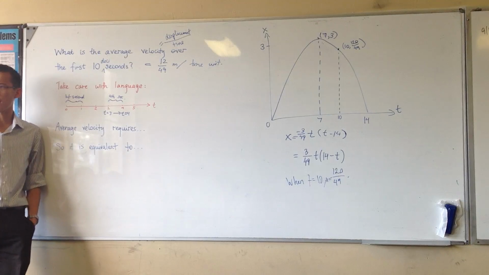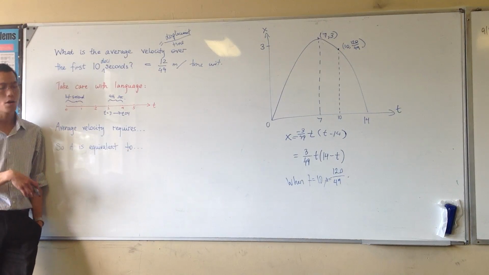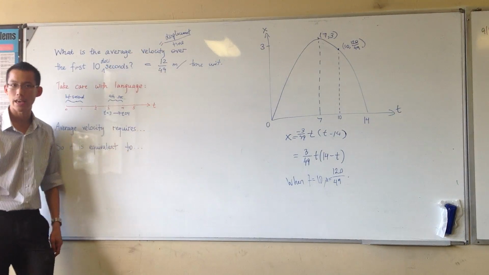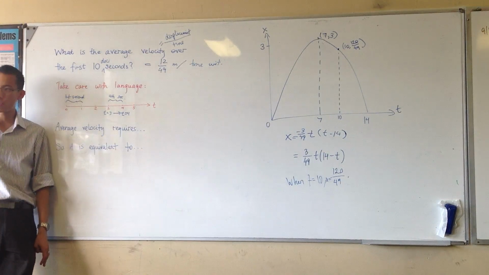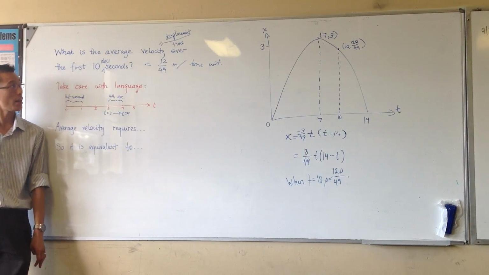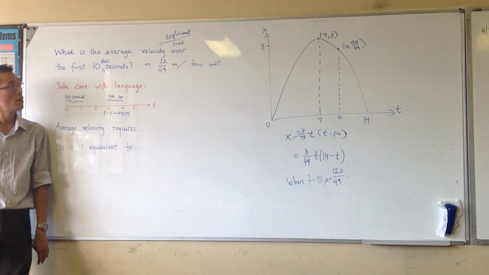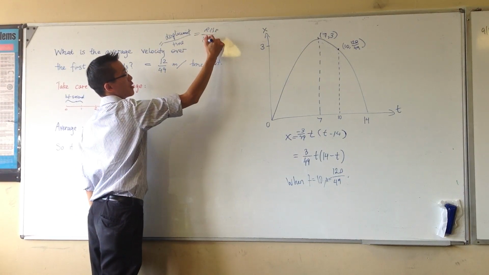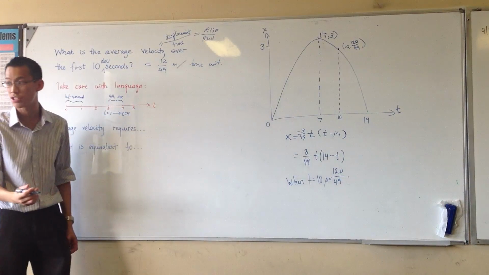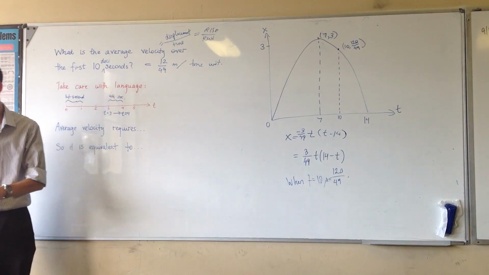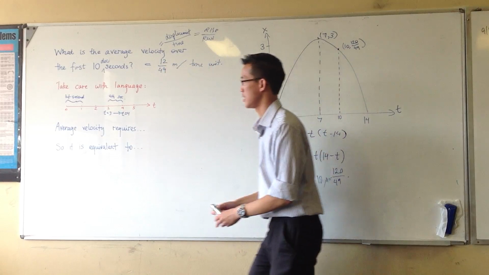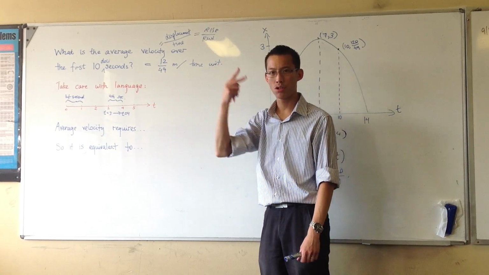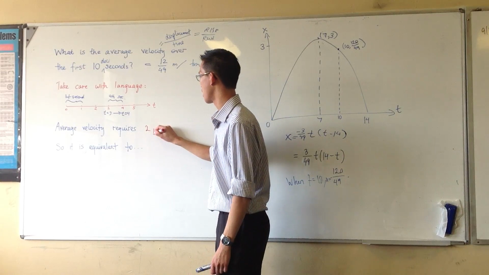Now I just want to pause and have a think about what it is geometrically we've actually worked out. Displacement over time. Displacement is our vertical axis, that's why I've got the x on it, and time's my horizontal axis. So what I've really done is worked out rise over run, over a certain interval. So average velocity, this is the key idea, requires 2 points in space-time.